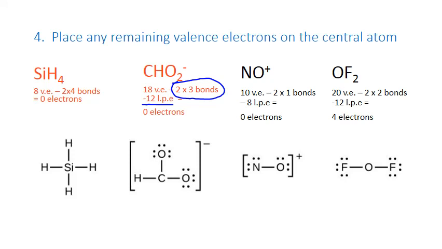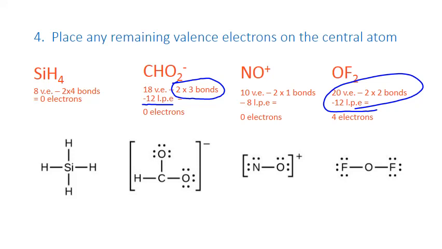For the NO cation, I placed only 8 valence electrons because I knew I only had 8 to place. So I subtract those lone pair electrons from my total and I have 0 electrons. It's only for oxygen difluoride that I have electrons left that I can place on the central atom. So I placed 12 lone pairs, 6 on each fluorine. I subtract that out from my total, and I'm left with 4 electrons that I can put on that oxygen.